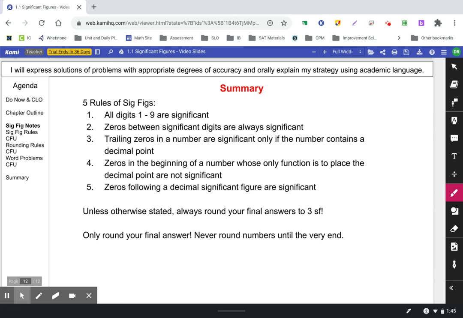Remember, unless otherwise stated, always round your final answer to 3 sig figs. And only round your final answer. Never round numbers until the very end, right? So those intermediate steps, you never want to use an approximation there for anything.